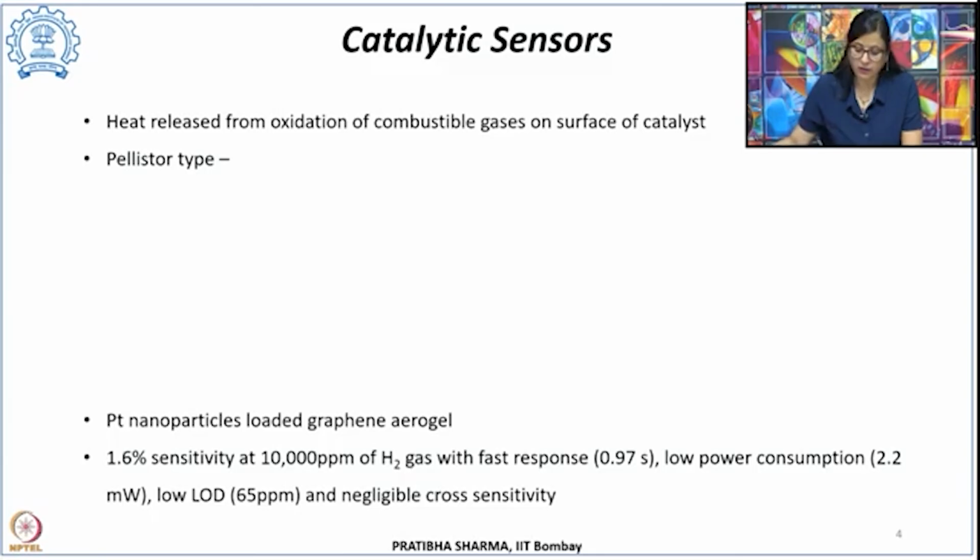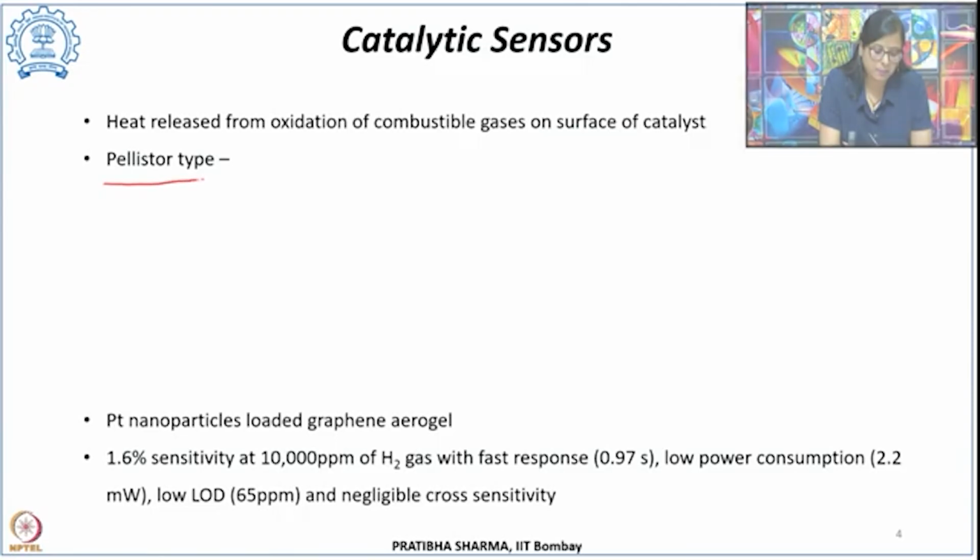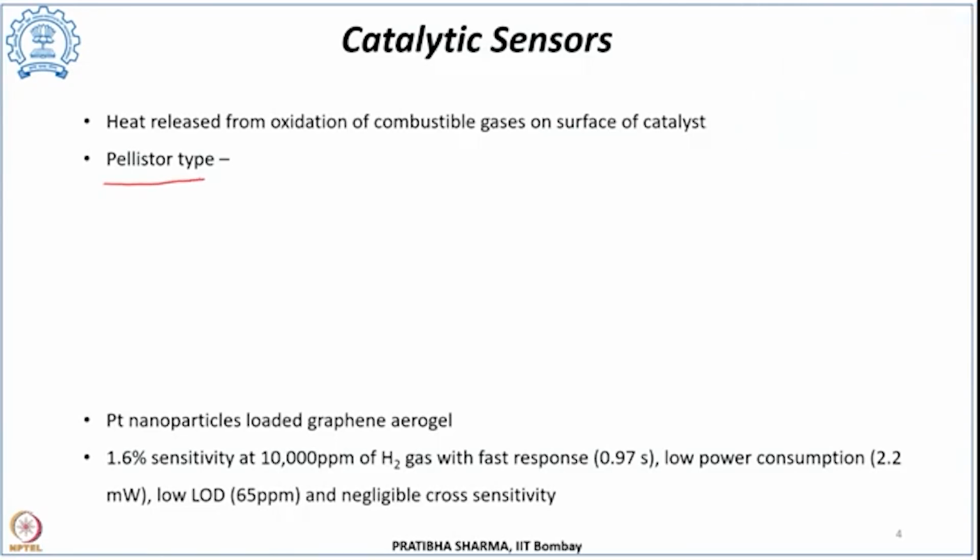Now one of this type of sensor is the Pellistor type of sensor. In the Pellistor type of sensor, there are two platinum coils, and these platinum coils are covered by ceramic beads. So there are two platinum coils which are covered by ceramic beads, and these are connected into a Wheatstone bridge.